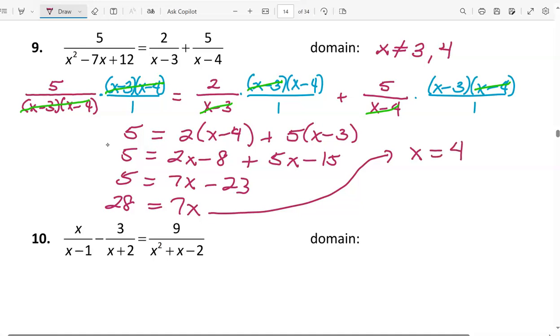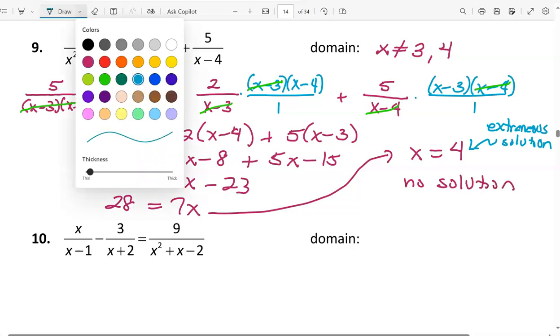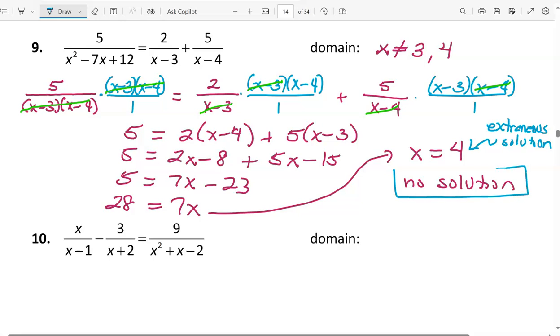However, you will notice that the restrictions, or the domain, say that x may not be 3 or 4. So this is an extraneous solution, which means that there is no solution for this equation. Be sure that you specify and box your final answer that there is no solution. It's not enough to just say extraneous solution. We need to make sure that you are stating that there is no solution for this equation.